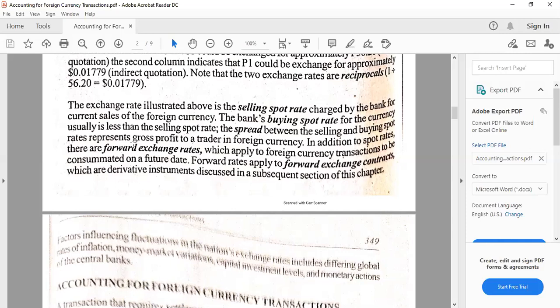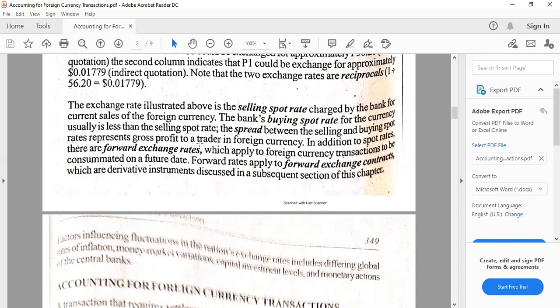It is called a forward rate because the transaction, which is the import, happened, for example, at this time, but the payment will be done in a future time, so that the exchange rate will be forwarded to that future date, hence the term forward. So the rates there are called forward exchange rates, and the contracts are called forward exchange contracts, which would be derivative instruments to be discussed later on in the chapter.